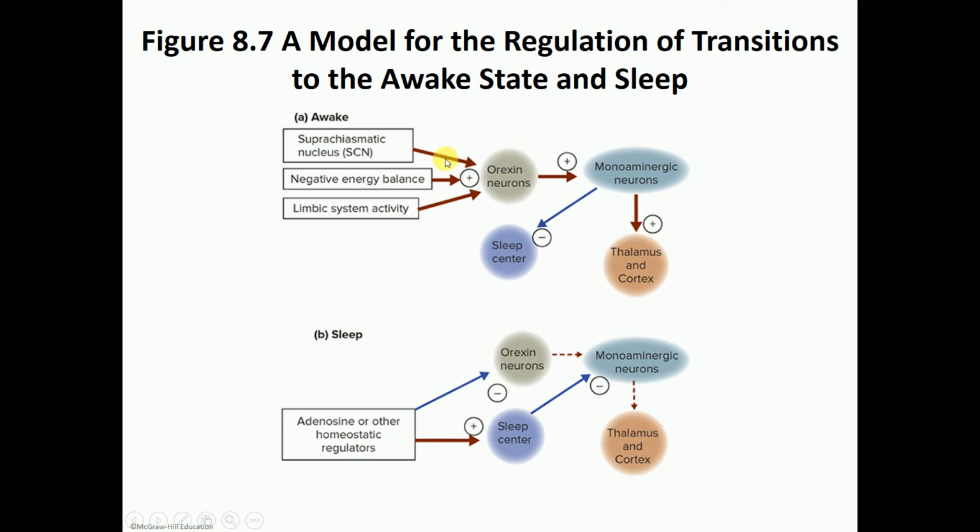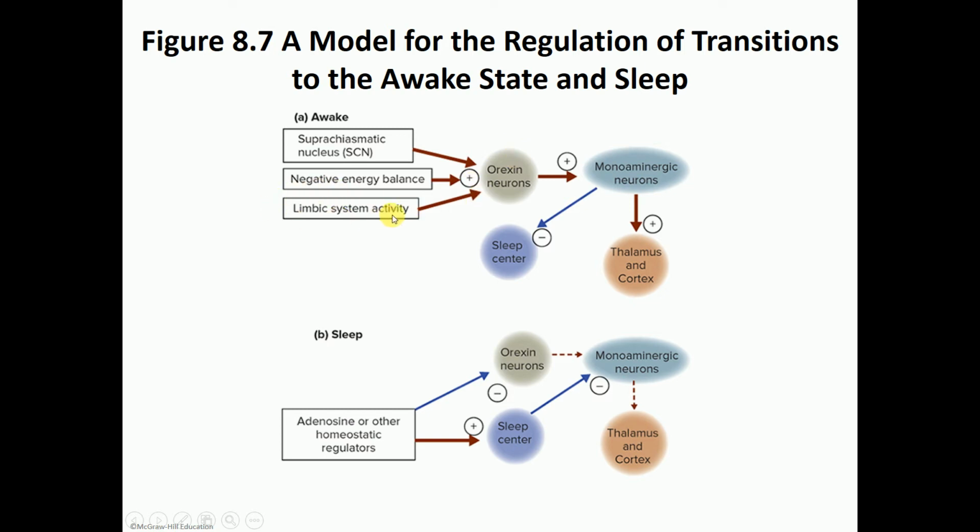There are several ways, either the suprachiasmatic nucleus in the hypothalamus or negative energy balance. And that means that somebody is trying to go to sleep while they are hungry. So their energy input is less than their energy output throughout the day. Okay, when we're hungry, it's hard for us to fall asleep. And that is because hunger stimulates the orexin neurons.